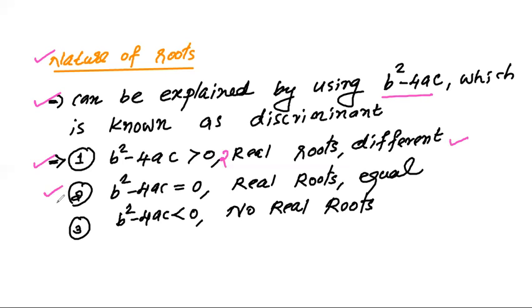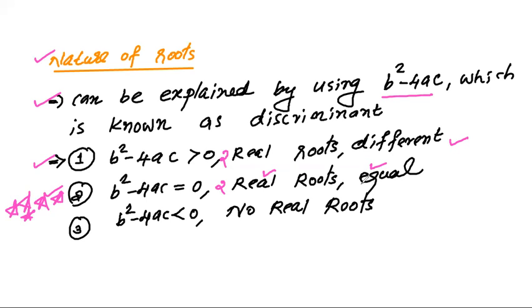Second case is the most important case in the exam point of view. Second case says that if the value of b square minus 4ac is equal to 0, then we have two real roots, both of them will be equal. The converse concept of this one is very important. What is that? If the roots are equal, I can say that b square minus 4ac is equal to 0. So don't forget about the second case.